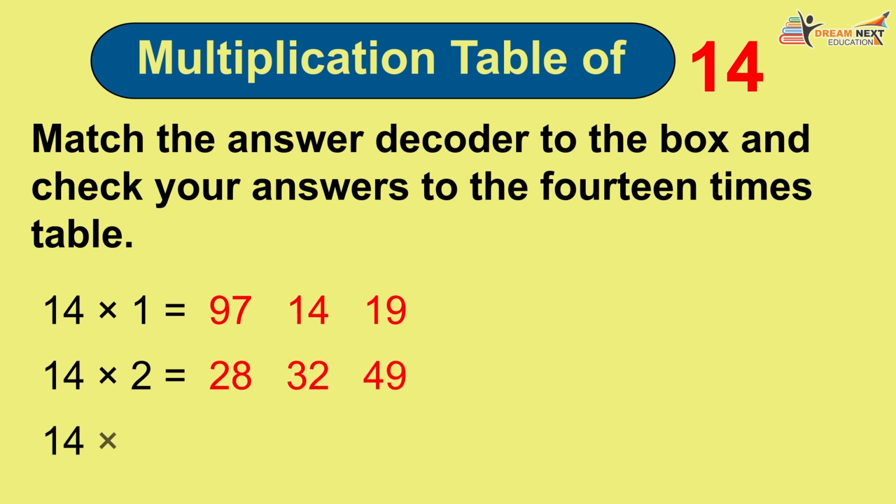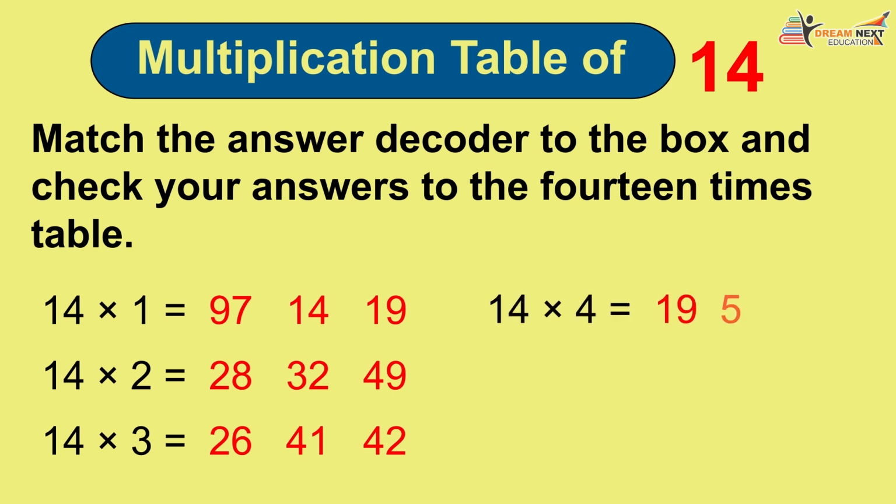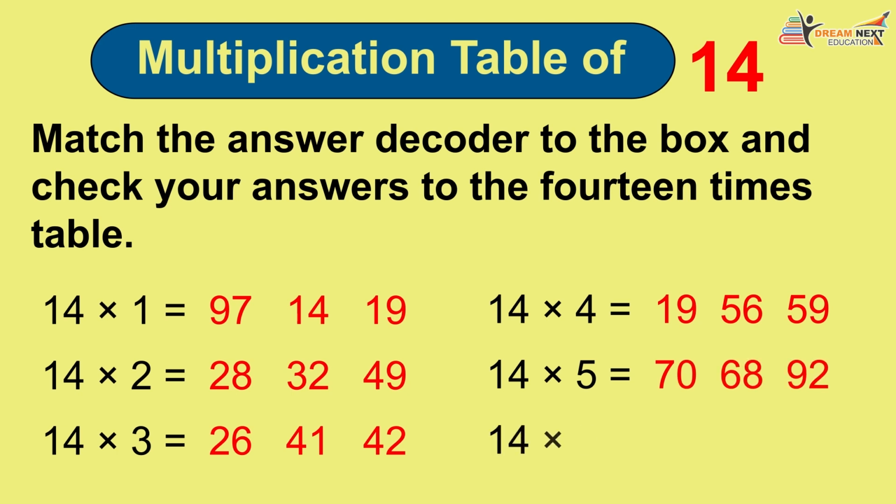28. 14 into 3 is equal to 26, 41, 42. 42. 14 into 4 is equal to 19, 56, 59. 56. 14 into 5 is equal to 70, 68, 92. 70. 14 into 6 is equal to 21, 27, 84.